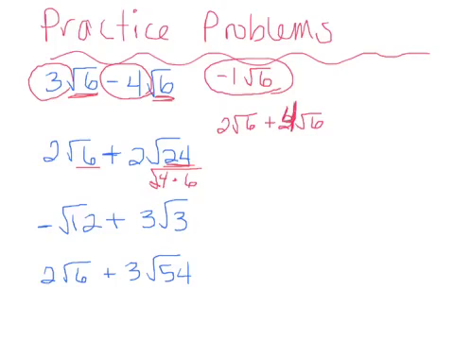Let's go back to that. 24 breaks up into 4 times 6. Square root of 4 is 2. 2 times 2 is 4. So my final answer here is 6 square roots of 6.